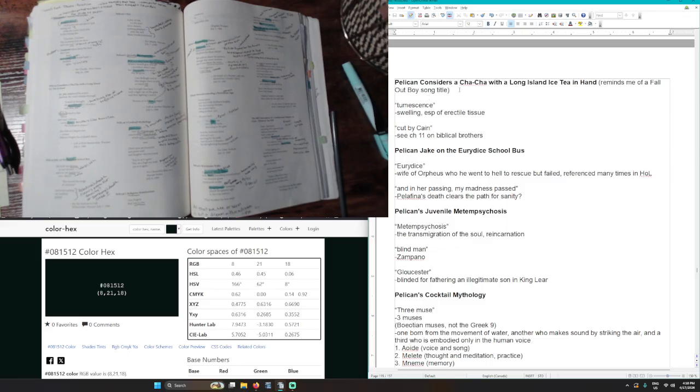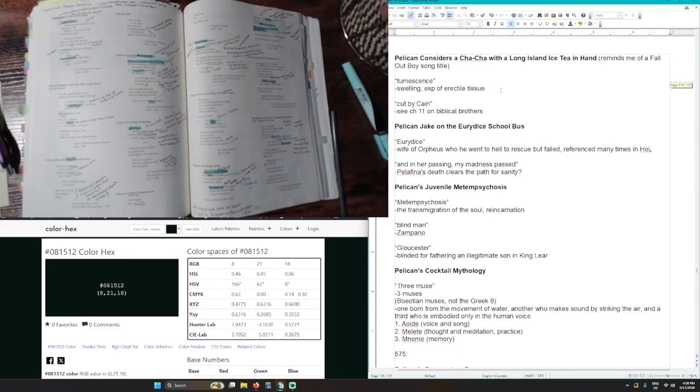Pelican considers a cha-cha with a Long Island iced tea in hand, and I like adding fun notes to this as well. So I said, this reminds me of a Fall Out Boy song title. I think those really long emo song titles. Yeah. So we have this, I like interesting words as well, so I'll always give you definitions of these weird words. I find tumescence, which means a swelling, especially of erectile tissue. And then we get cut by Cain, so a reference to Cain and Abel.